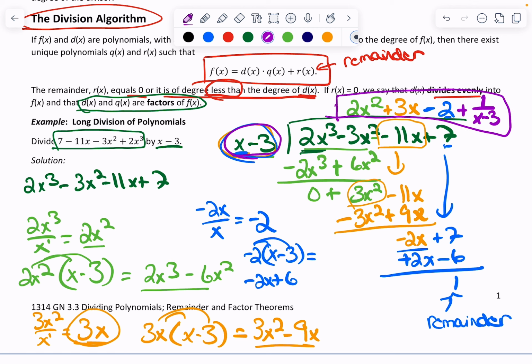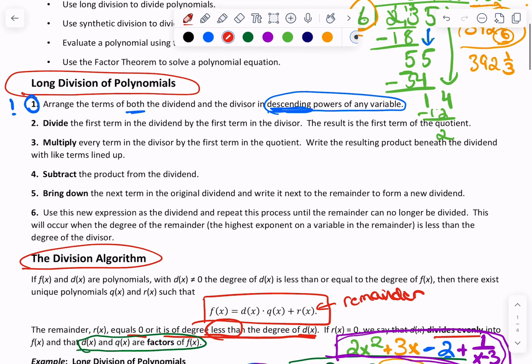Now, what we could do is go backwards and take what we just got as the quotient, the answer, and multiply it by x minus 3 to check to make sure that we get our original one, just like we can do with long division with numbers. Okay, so this was the long division of polynomials.